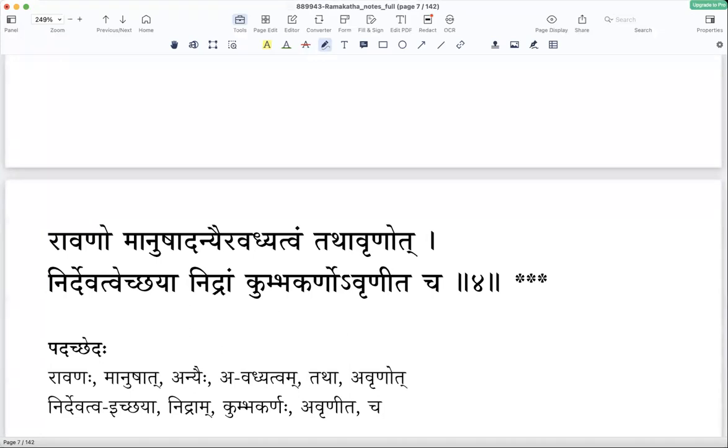Vrunoti asya ubhayapadi. Ubhayapadi iti karanat, atra tu parasmaipada rupam, atra atmanepadi. Lang lakare eva atra. So it is lang lakara bhutakalam, avrunot and avrunita. Because Nidra only helps himself.